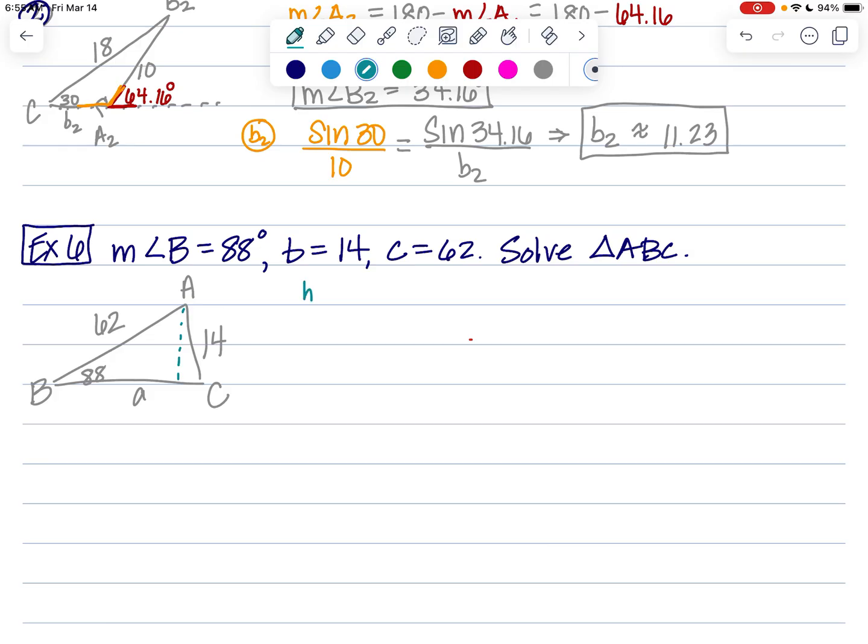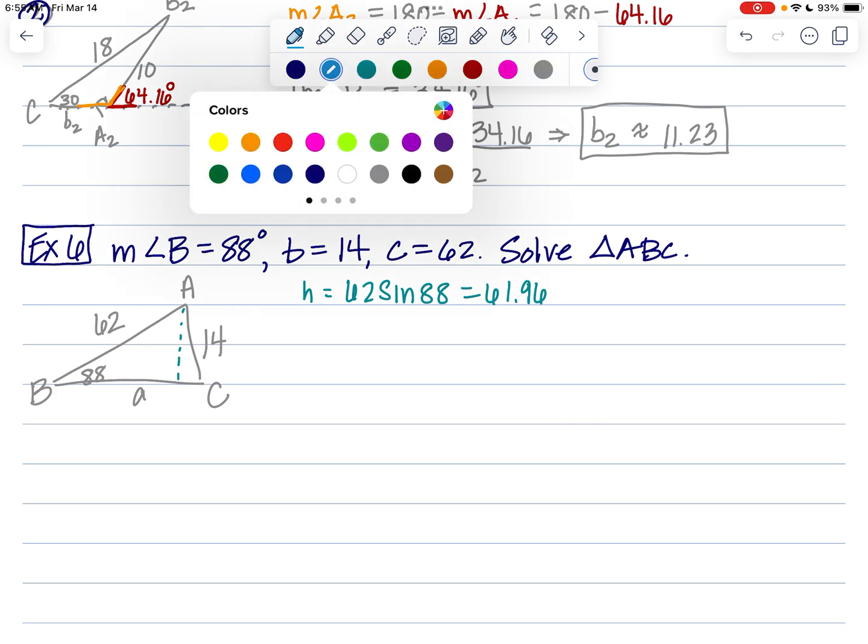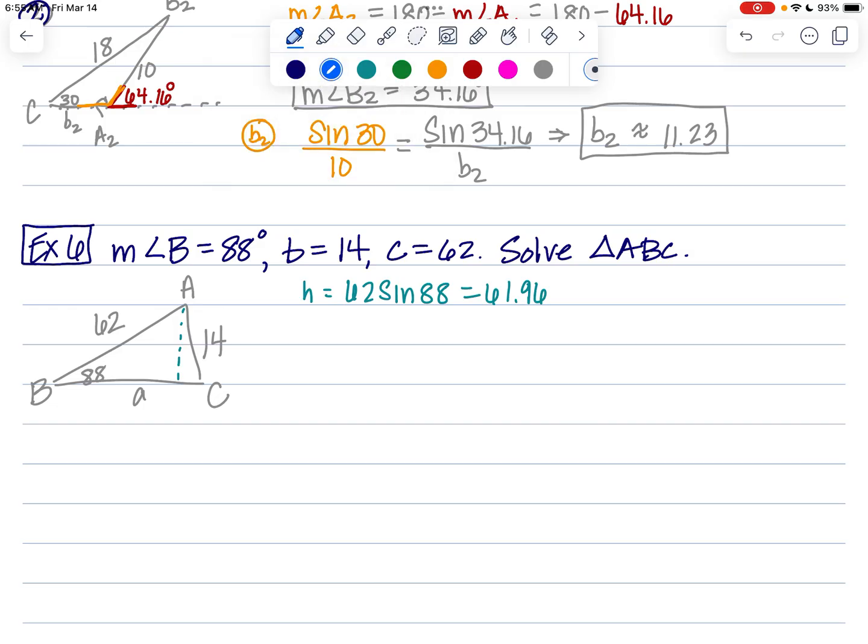All right, so my height is going to be 62 times the sine of 88, which is going to be 61.96. And when you compare this, something interesting happens. This is the first time we've seen this. In this case, our A value, it's not A, but it's 14. 14 is smaller than my height. 14 is smaller than 61.96, so that means we have no triangle.